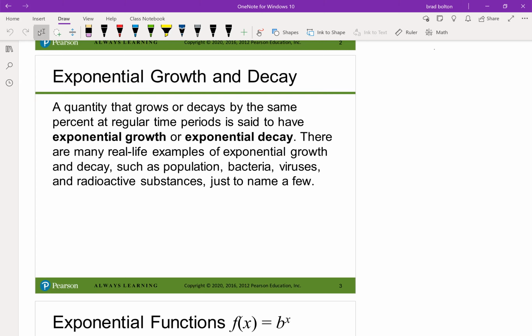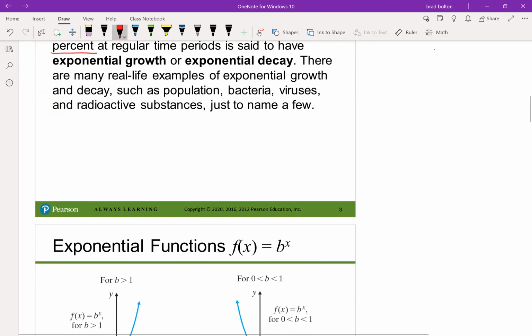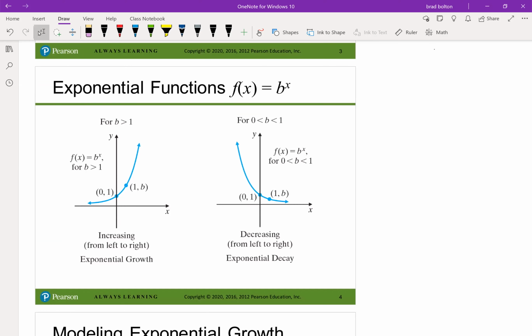A quantity that grows or decays by the same percentage at regular time periods is said to have exponential growth or exponential decay. It's growth if it's getting bigger and decay if it's getting smaller. There are many real life examples of exponential growth and decay, such as population, bacteria, viruses, radioactive substances, and so on. Okay, so this is what we're talking about.